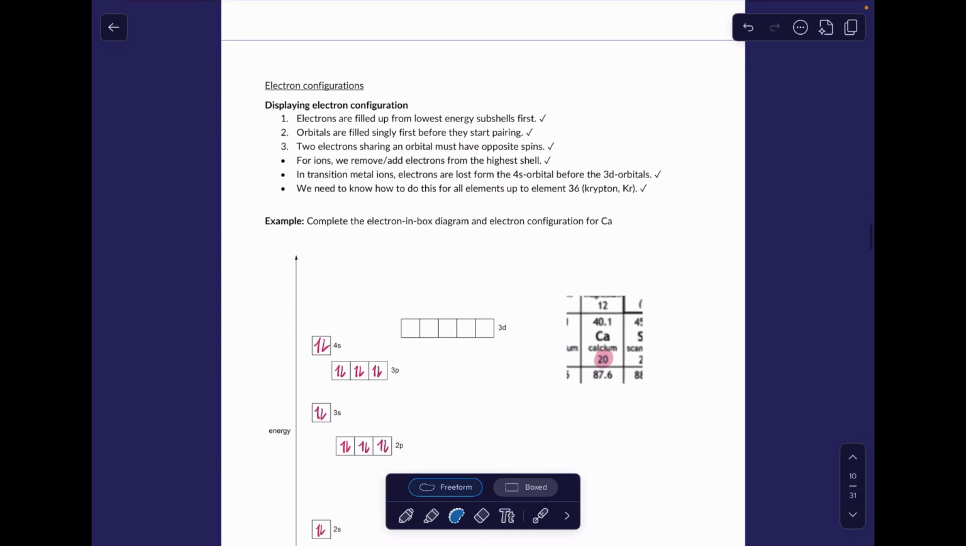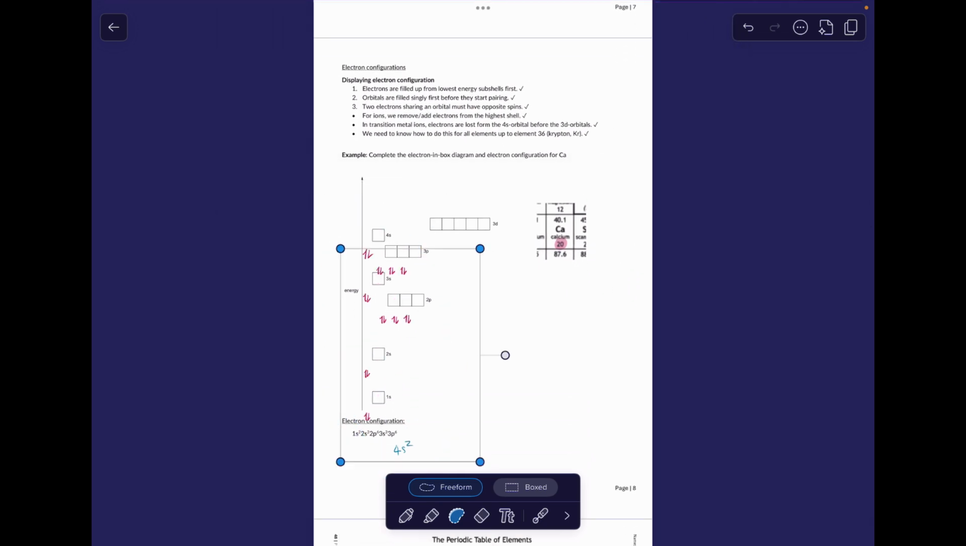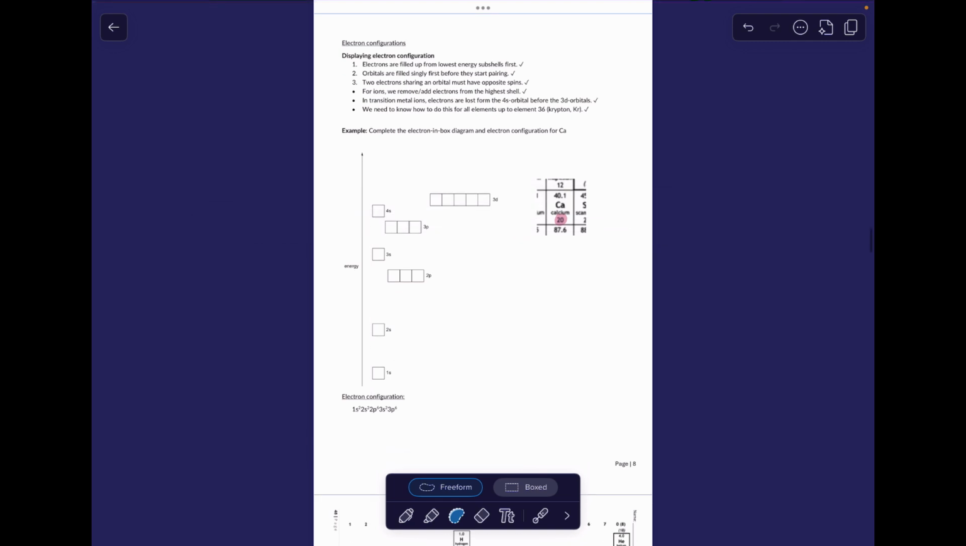Right. So electron configuration. There's quite a few rules for this, and I want to show you how to do this step by step. I'm going to give you the answer anyway, but I want to take you through it step by step. So electrons are filled up from the lowest subshells first. So we start at the bottom and we work our way up.